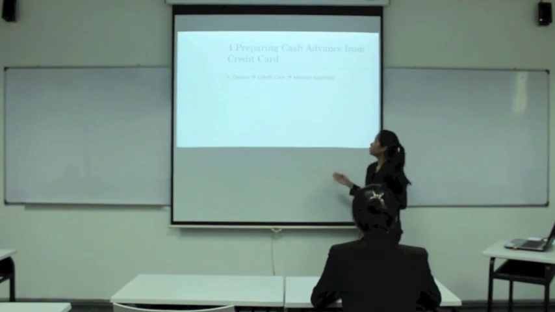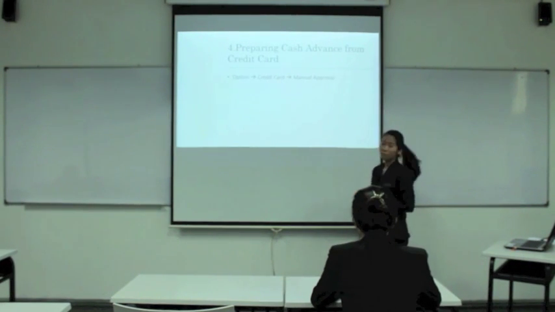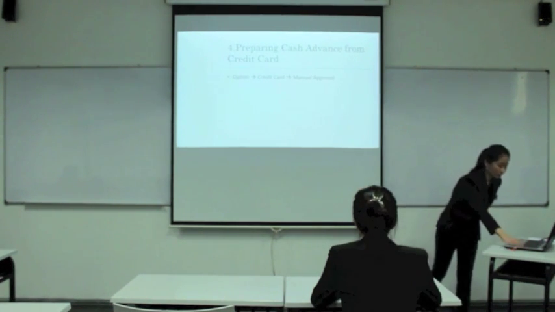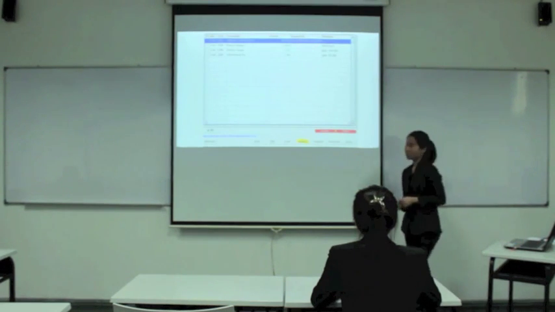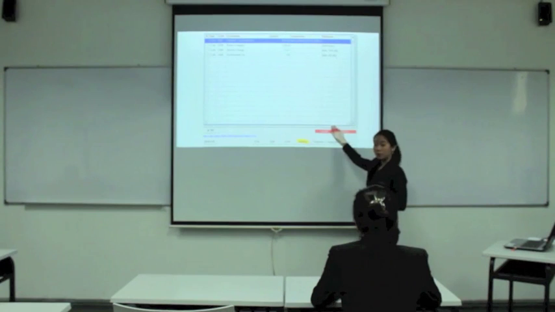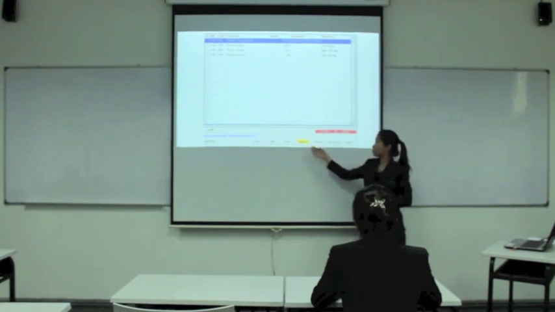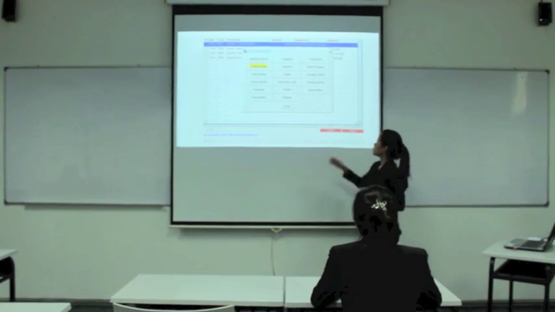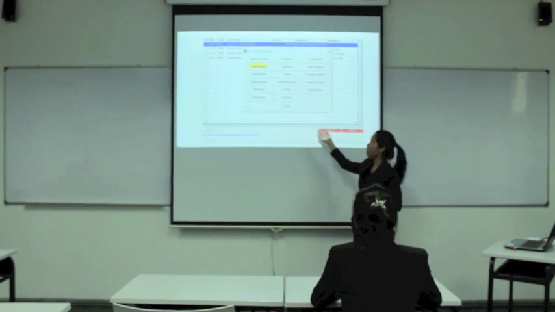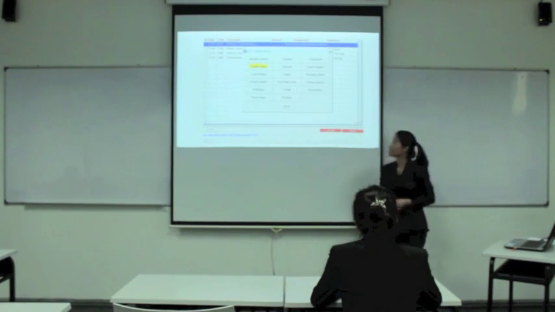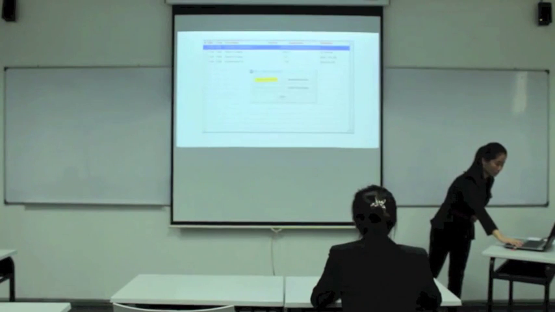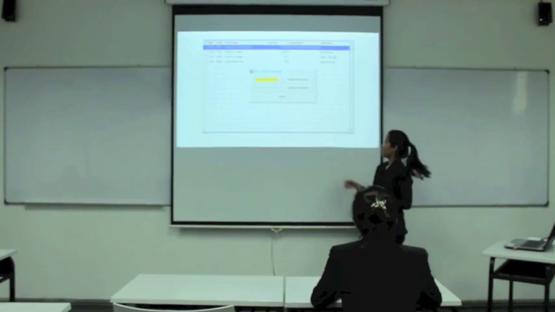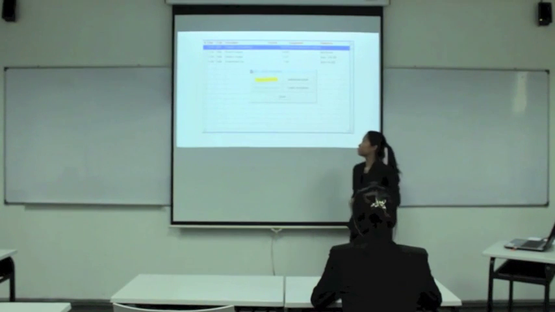So this is the last lesson, which is preparing cash advance from the credit card of the guest. So firstly, this is the guest folio, and then you press option. After you press option, this choice will appear, then you press credit cards. After that, you have to choose the manual approval to enter the cash advance from your credit card.